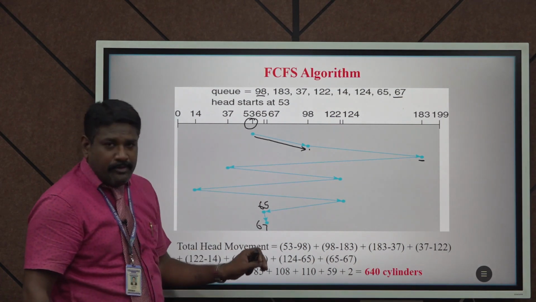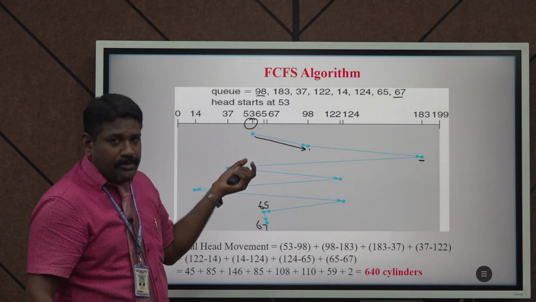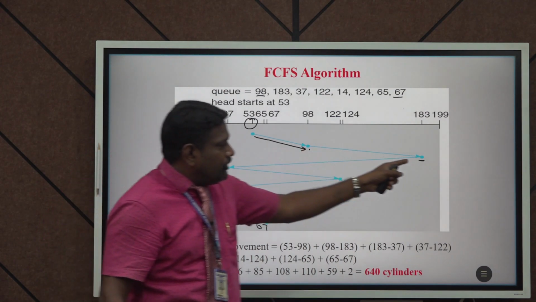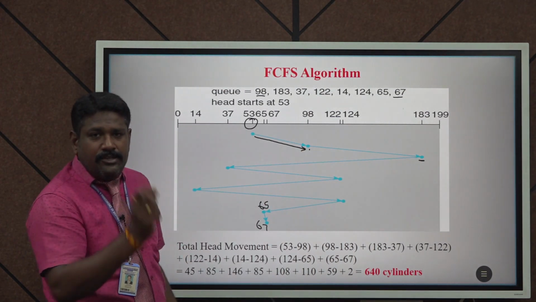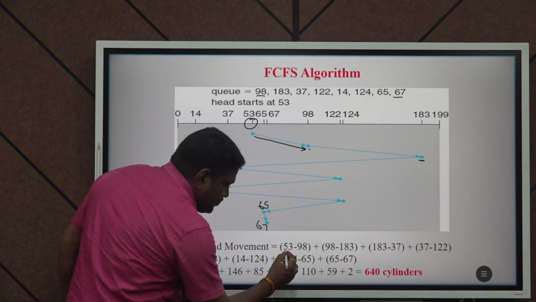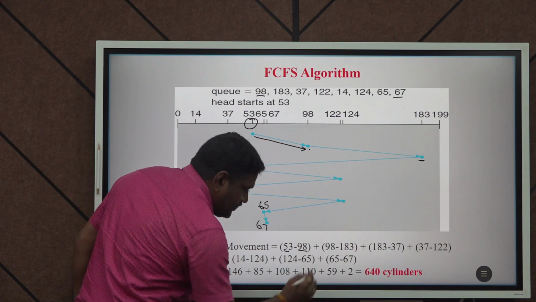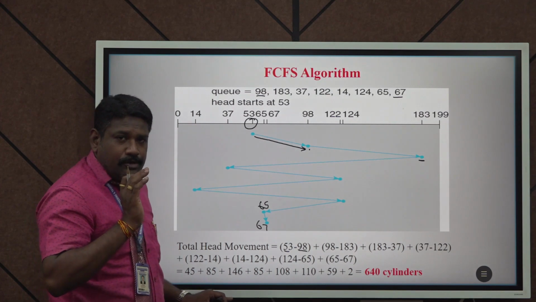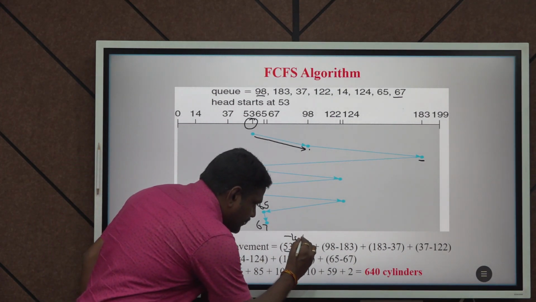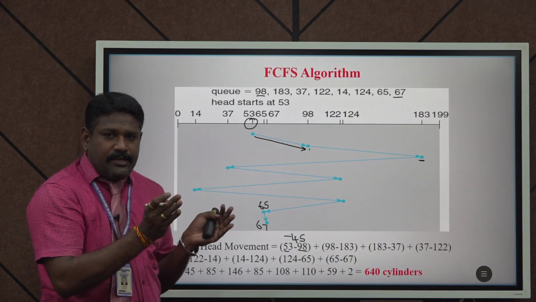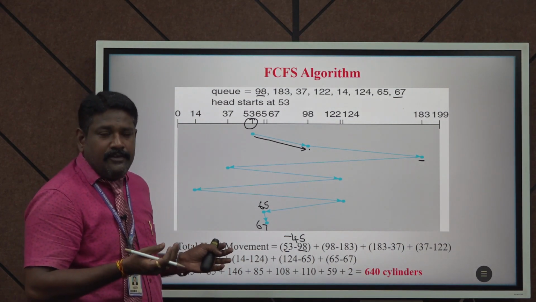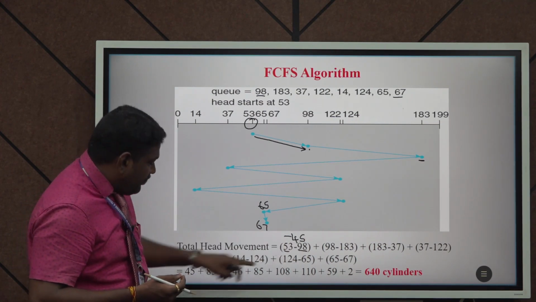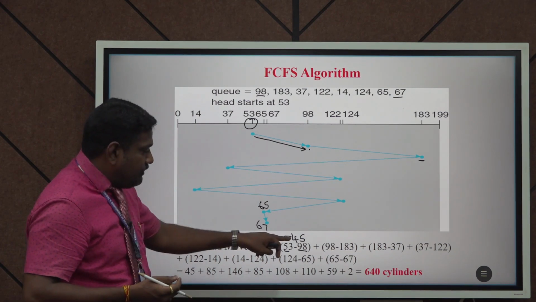Then we have to calculate the head movement value. For the total head movement, initially it was at 53, then we move to 98, after that 183. So we have to take the difference between the two values. The first head position is 53, then the next point is 98. We take the difference between these two values, and be careful, we should not take this value as minus 45. When you are doing the coding, we have to use the absolute function to get the positive value. So the difference between 98 and 53 has to be 45 only, not minus 45.